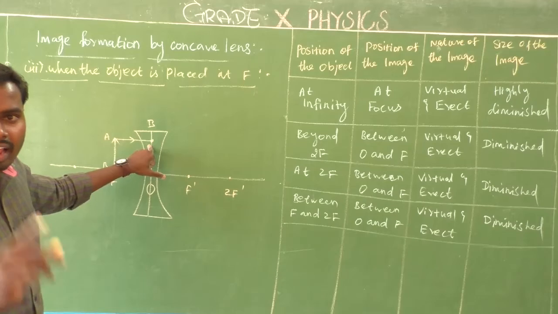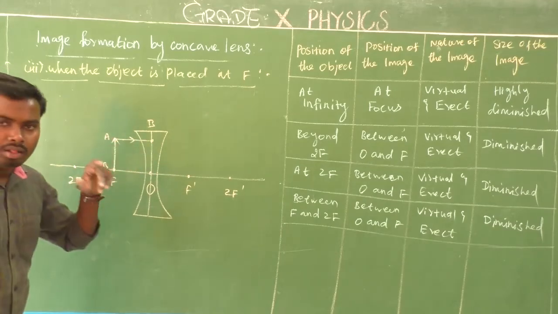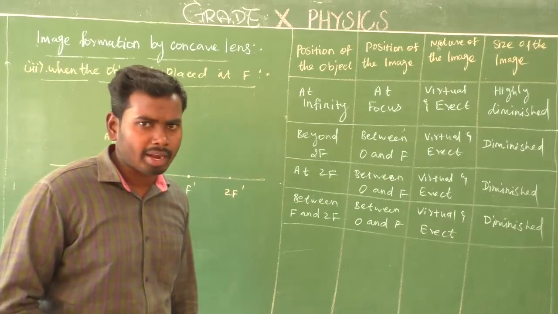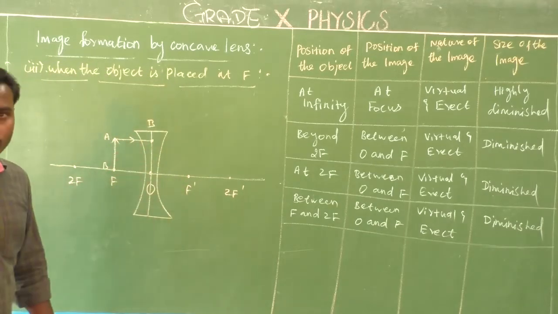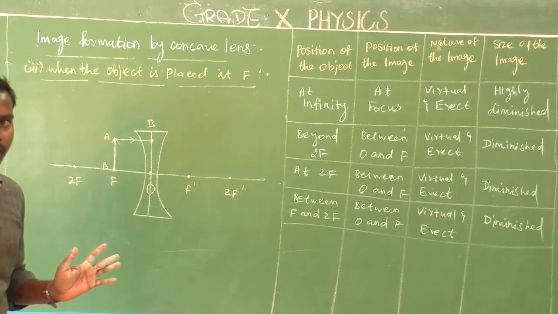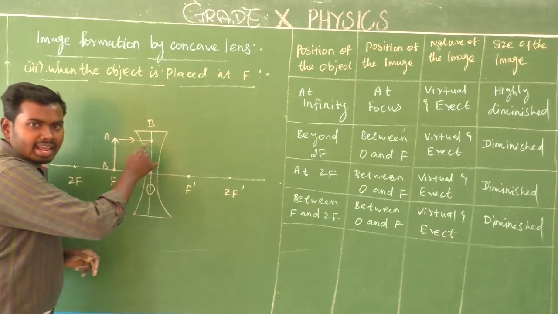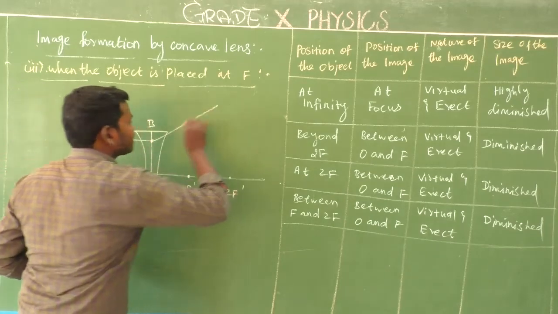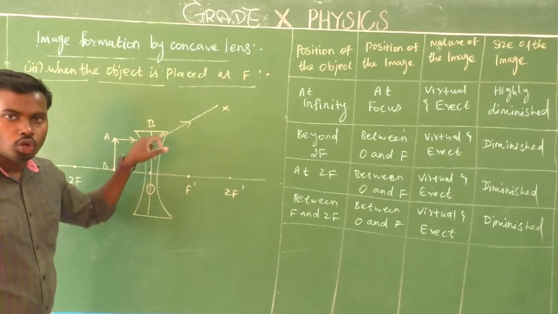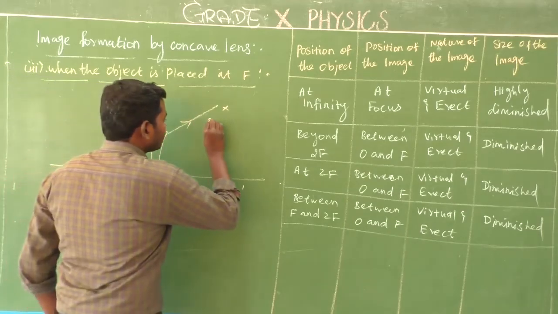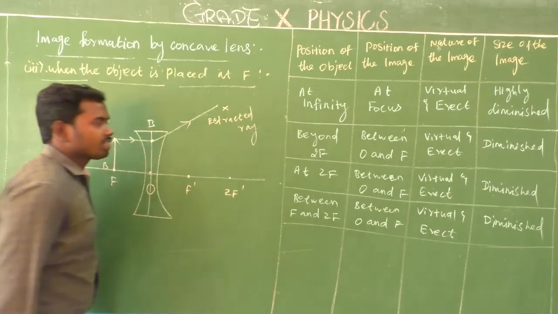So after refraction, the incident ray AB direction should change. Am I right? That is the principle of refraction. After refraction, the ray of light AB direction changes like this. Consider this X. BX is a refracted ray. Am I right? BX is a refracted ray.